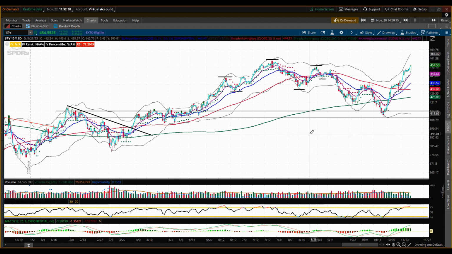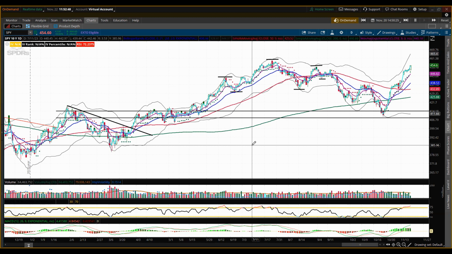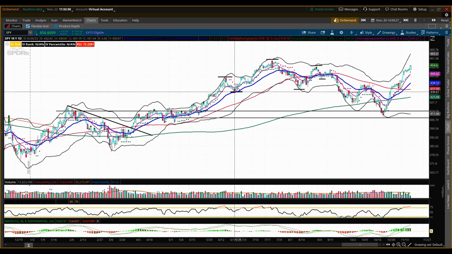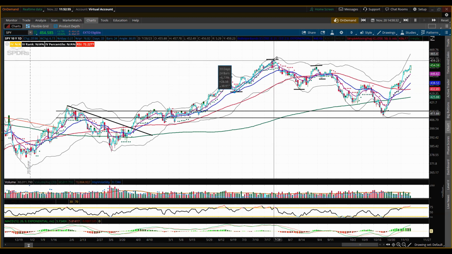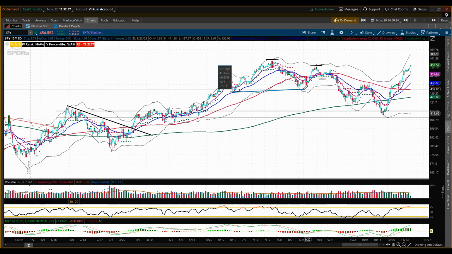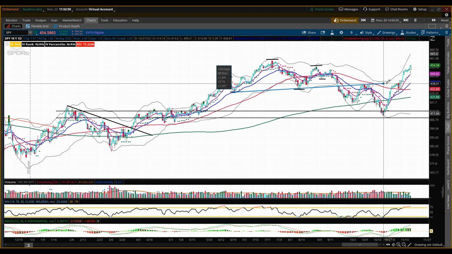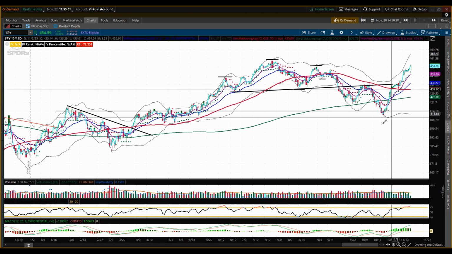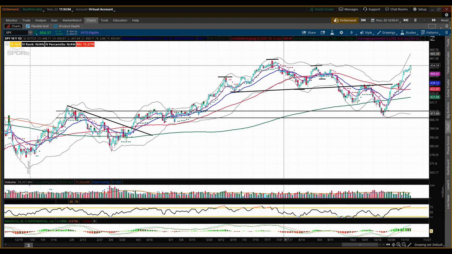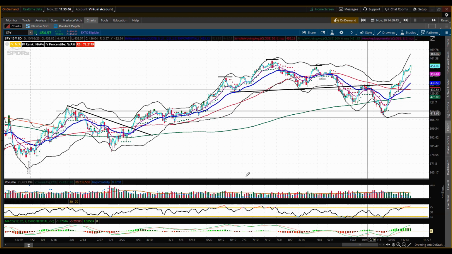Now what we need to do is draw a neckline. The way you do that is you connect the low after the left shoulder, from here, to the low after it made the head, which is right here. And then you want to extend that line out further in time, just so you have something to track. All right, so now we have our head and shoulders, and we have our neckline.